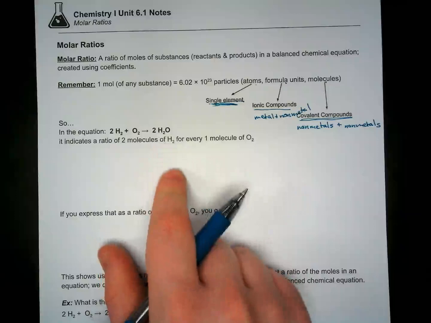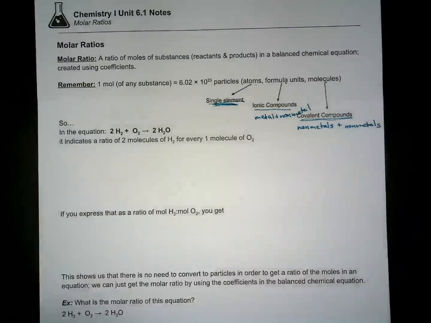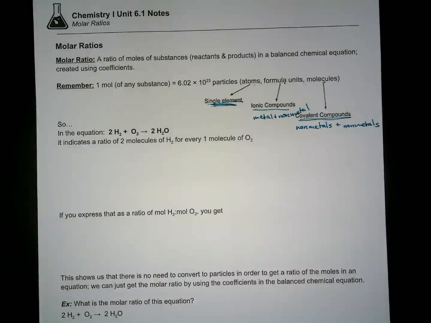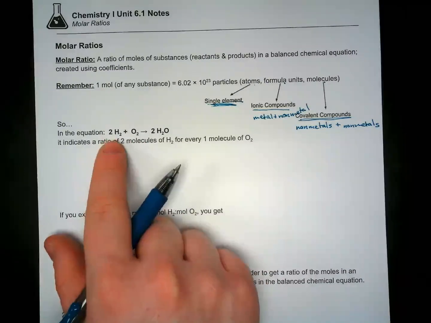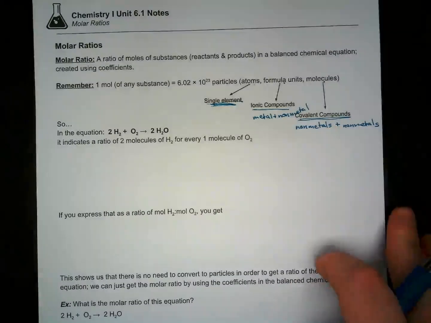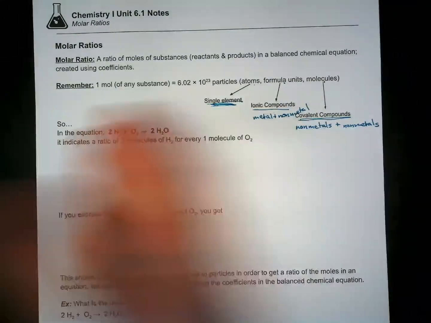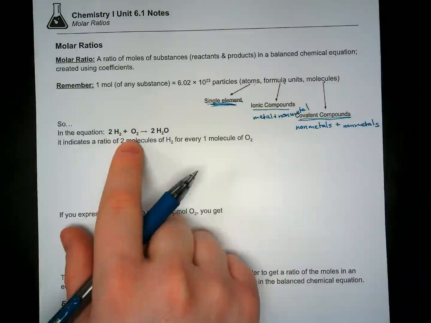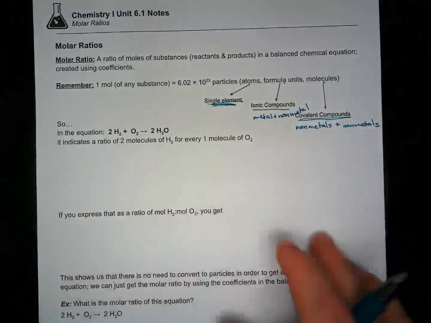However, we're looking at these coefficients, and these coefficients represent a number of molecules. Because of that, arguably we would have to convert these coefficients that represent number of molecules from particles to moles. So let's do that and see what we get. We're going to convert these 2 molecules of hydrogen gas and this 1 molecule of oxygen gas into moles and see what we get.